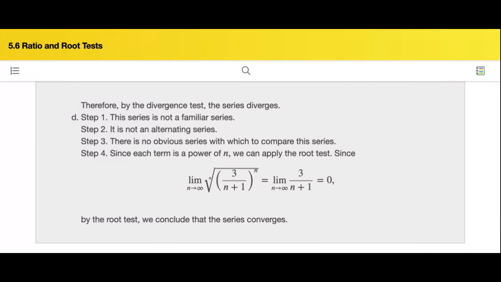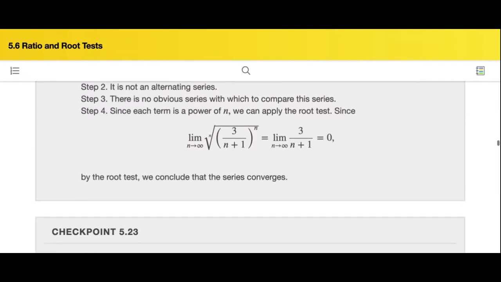It's not too difficult, right? It's doable, right? Okay, checkpoint.